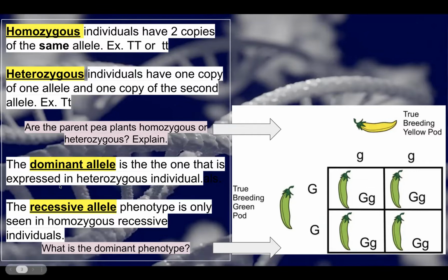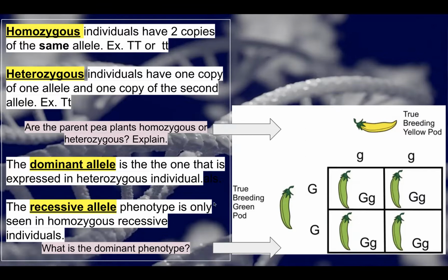Some other words: we have our dominant allele, and a dominant allele is the one that is expressed in a heterozygous individual. An easy way to remember that is dominant alleles will be capitalized. On the other hand, we have a recessive allele. Recessive allele phenotypes are only seen in homozygous recessive individuals. So a recessive allele is often denoted in lowercase.